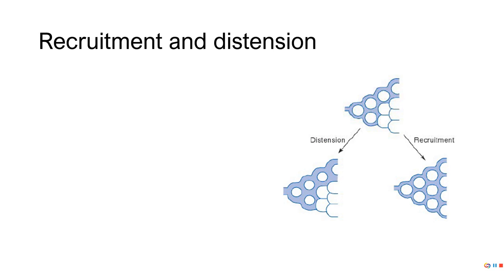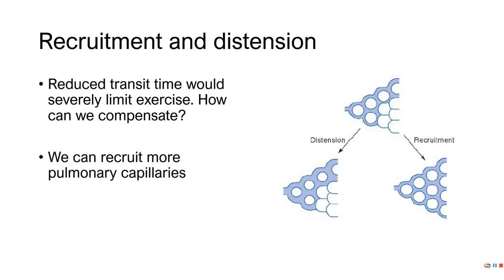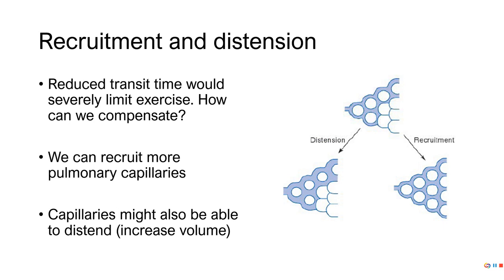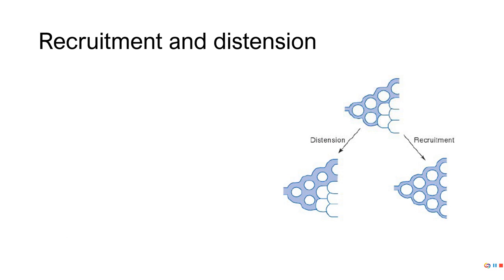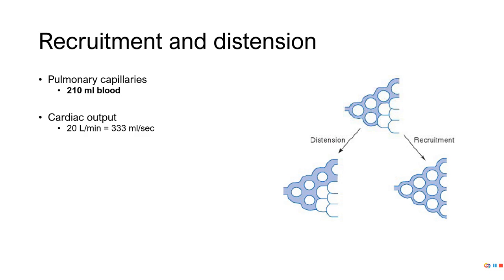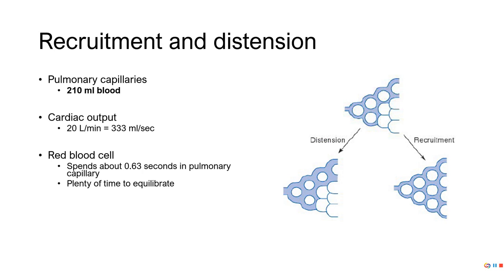By getting more capillaries, by having slightly larger capillaries, we can accommodate more blood volume in the pulmonary capillary system. I don't know if you caught this, but last time I mentioned our pulmonary capillaries can increase how much blood they hold by about 3 times. So we take that 70, it becomes 210 mils of blood. If cardiac output is 20 liters a minute, that's 333 mils per second, which means a red blood cell would spend a little more than 6/10 of a second in the pulmonary capillary to equilibrate, which is more than enough time.